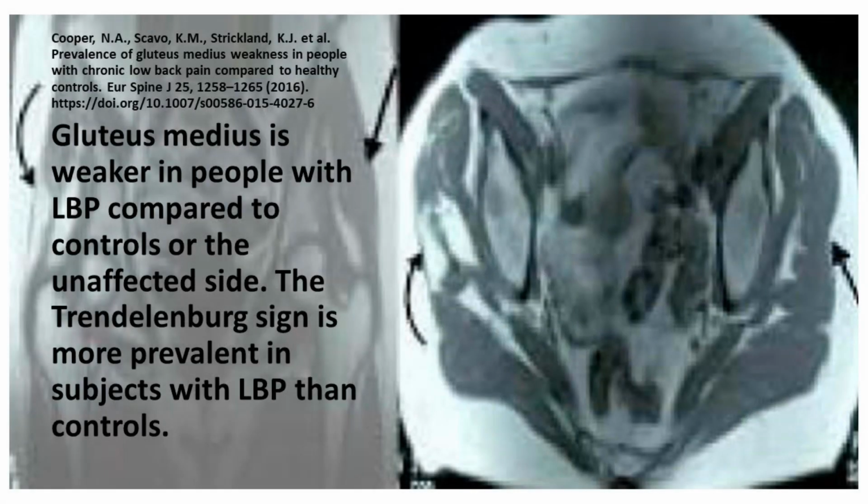This paper by Cooper highlights gluteus medius weakness in patients with low back pain compared to the unaffected side or compared to controls. Trendelenburg sign is positive, and Trendelenburg gait may also be present. And that usually is indicative of either a weakness to the muscle or a tear.